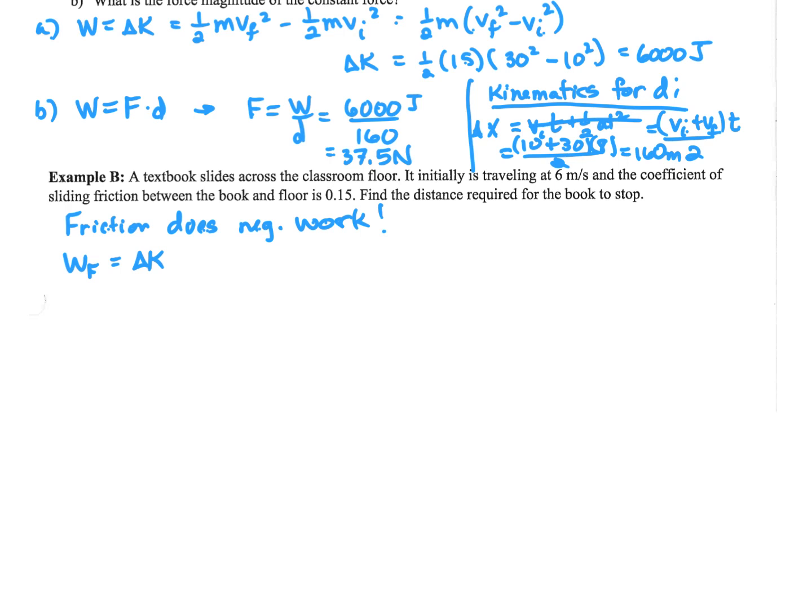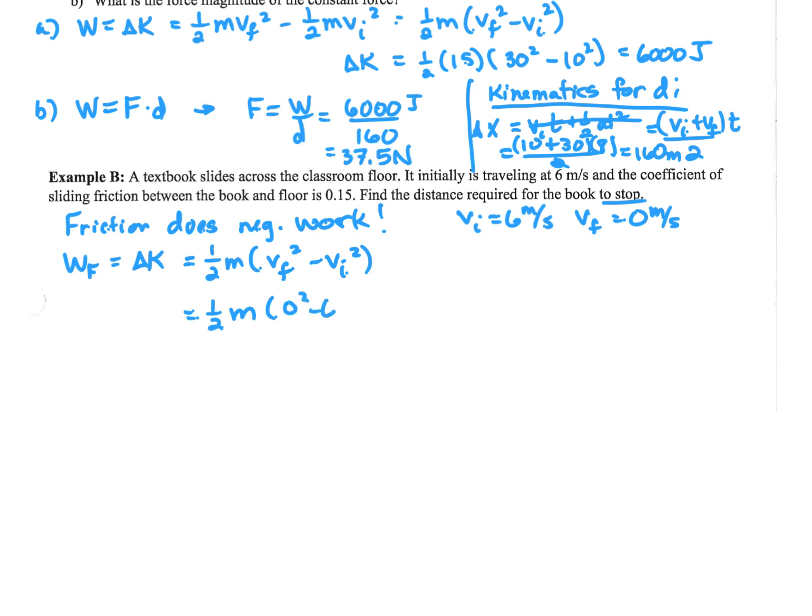Well, we know V initial, we also know V final. V initial is 6 meters per second, and V final is what? Comes to a stop, so 0 meters per second. So if we figure this out, we have 1/2 the mass. Let's just leave that for now. V final is going to be 0 minus 6 squared, which is negative 36. Half of that is negative 18 times the mass. We don't know what the mass is yet, so now let's figure that out.